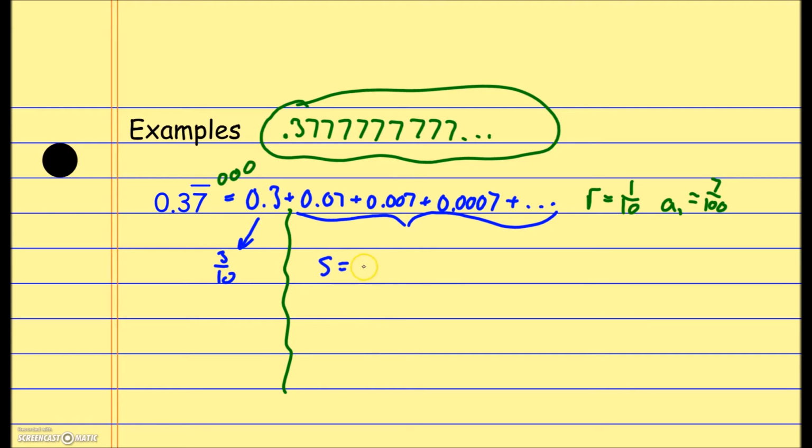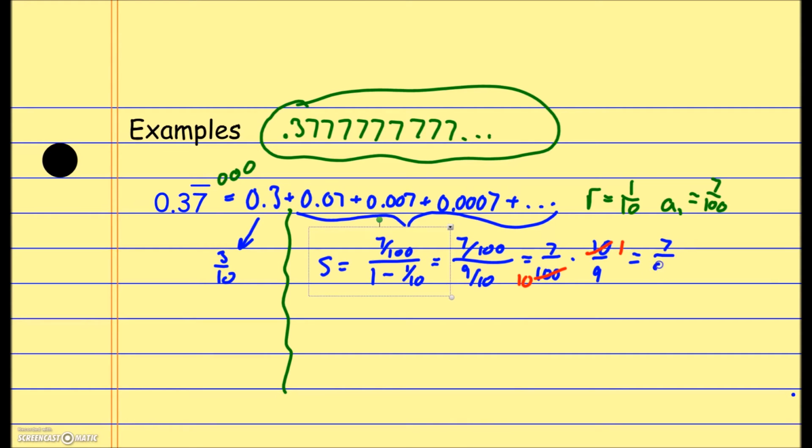So I'm going to find the sum of this piece. That's going to be a sub 1, which is 7 over 100, divided by 1 minus r, which is the 1/10. Now I just have to simplify this thing the same way I did before. It's going to be 9/10. Dividing by a fraction is the same as multiplying by the reciprocal. Now I can reduce this a little bit, the 100 and the 10 reduce to a 1 and a 10, and I multiply straight across. That's going to give me 7 over 90.